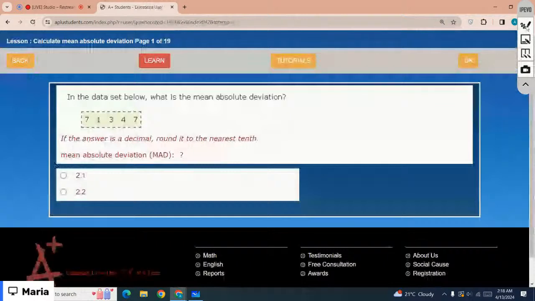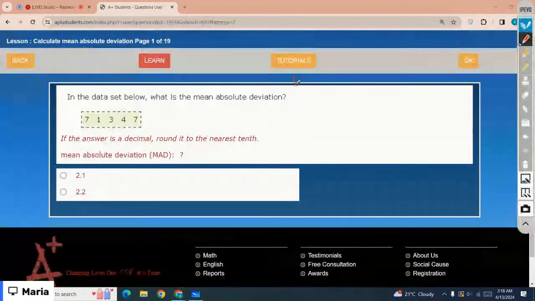So first thing is you have to calculate the mean. 7 plus 1 plus 3 plus 4 plus 7 and divided by 5. They are 5 in number, right? 7 and 7, 14, 15, 16, 17, 18, 19, 20, 21, 22. 22 divided by 5, right? And 22 divided by 5 equals 4.4, right? The mean is 4.4.